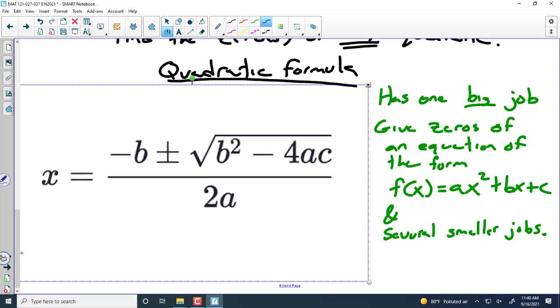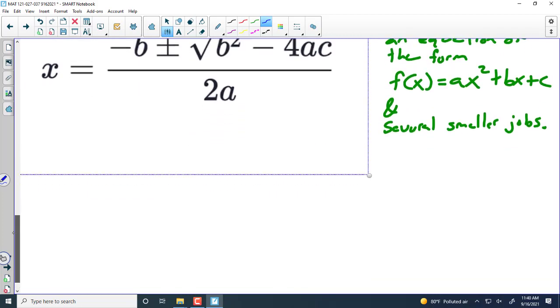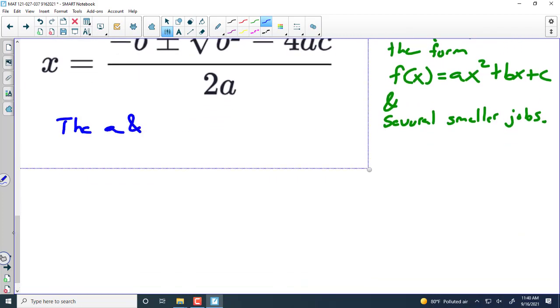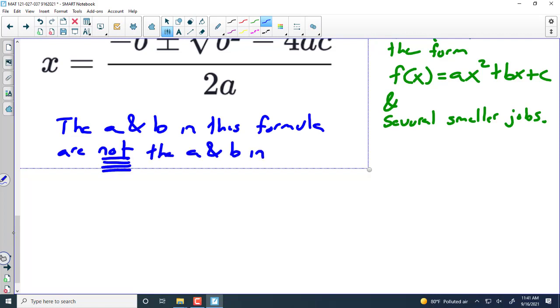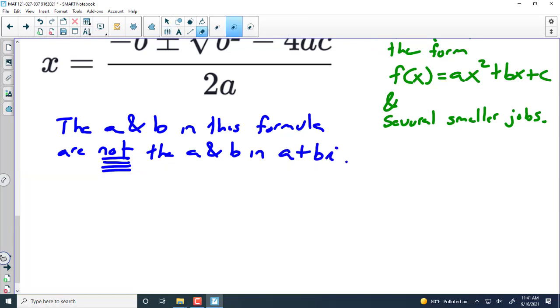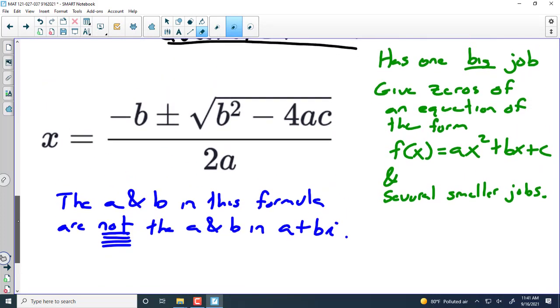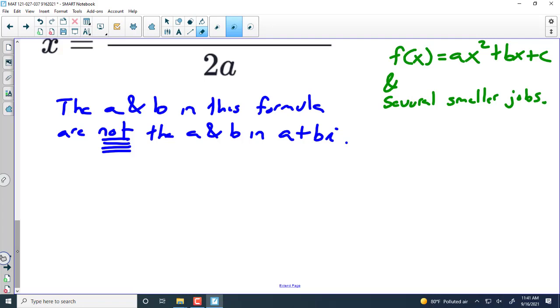Now, before I go any further, let me just tell you, the A and B in this formula are not the A and B in A plus Bi. We just happen to use the same letters sometimes for different things, but the A and B you see up here and here, these are not the same A and B that I was talking about earlier when I said complex numbers are A plus Bi. I know that's annoying, but it's even more annoying if no one tells you that. So this formula can be used to find the zeros of a quadratic. I'm going to show you how it works right now.